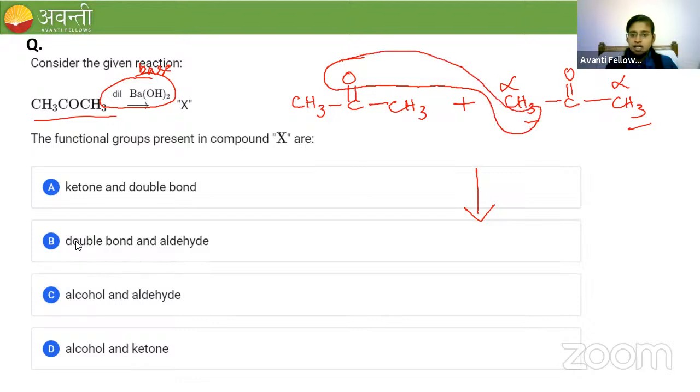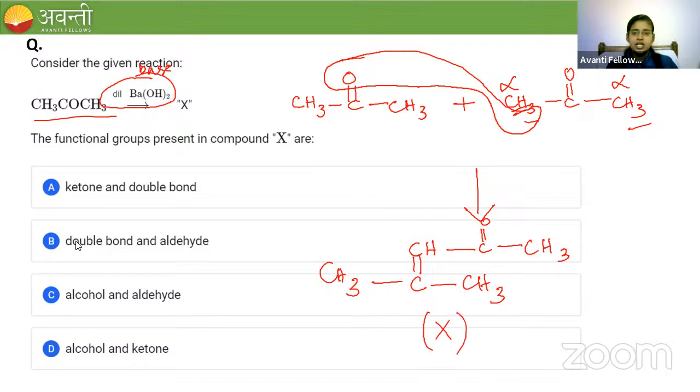So what will I get? CH3, C, CH3 with a double bond. I have removed the oxygen, so there I have to connect this. So I have CH, C double bond O and CH3. This is the final product, this is the final product X. Now we have to find out the functional groups present in this compound.